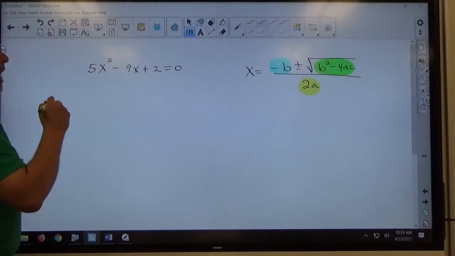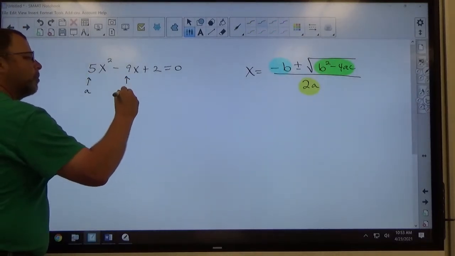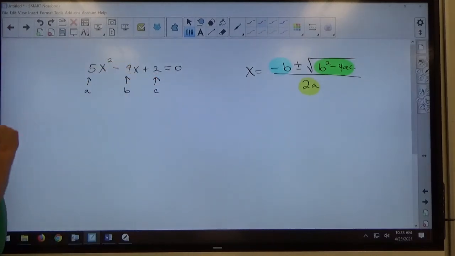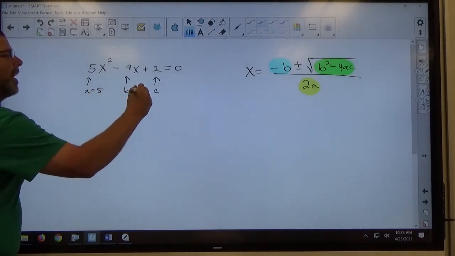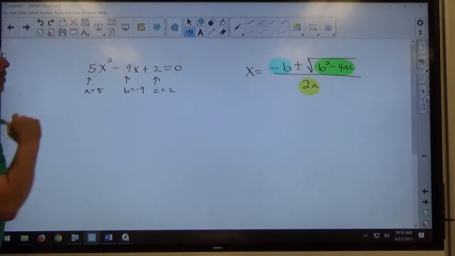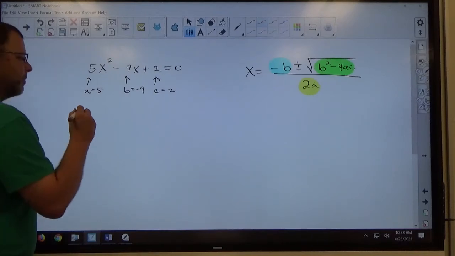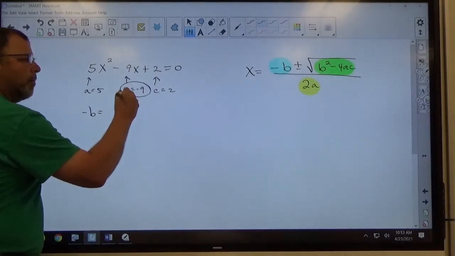So the a, b, and c in the formula relate to the coefficients of this problem. A is this, b is this, c is this. Sign matters. So a is equal to positive 5, b is equal to negative 9, c is equal to positive 2. So make sure that the signs are included in your work. Don't just write 5, 9, 2. 5, negative 9, 2.